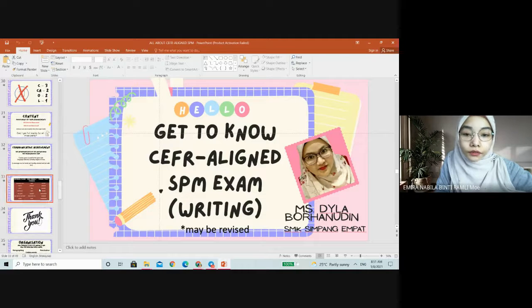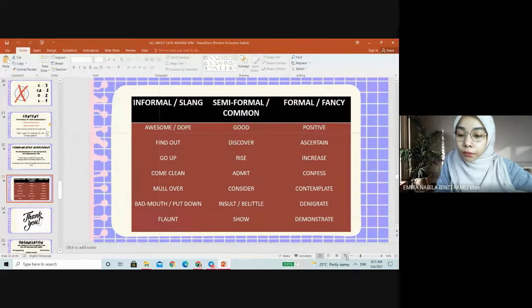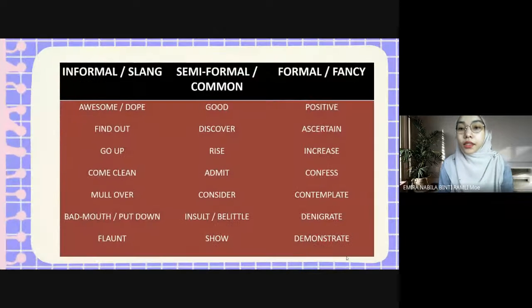There is a difference. I hope you can see. Harap awak boleh nampak. Okay, can you see my slide? Nampak tak slide ni? Yes. Okay, we've got informal, which is slang. We've got semi-formal, which is common phrases. And then we've got formal words ataupun fancy words.